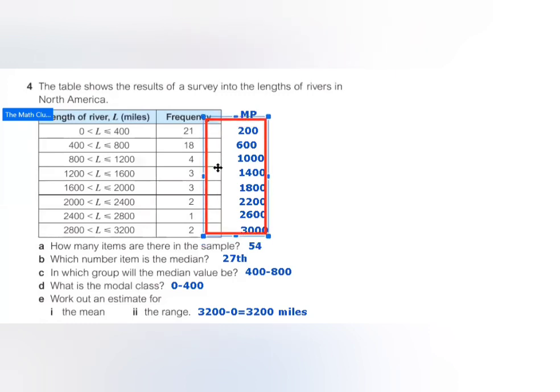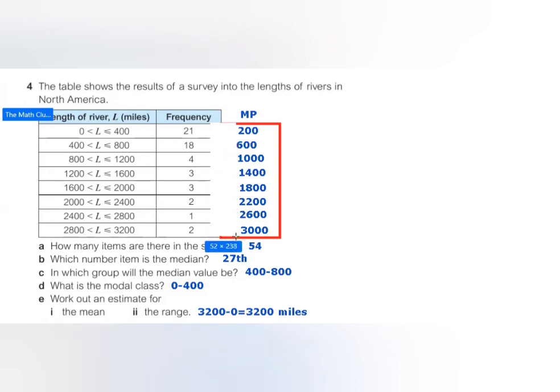Okay, now what am I going to do? I'm going to follow the second step. After finding the midpoints, I'm going to multiply each midpoint by the frequency next to it. Now let me cover this so I can show you that we're multiplying. So I'll put the multiply sign here, here, here, here. So each frequency is multiplied by the midpoint next to it, like this.